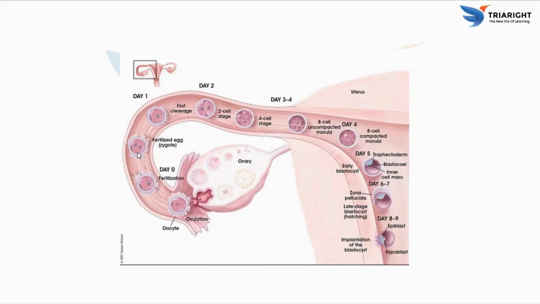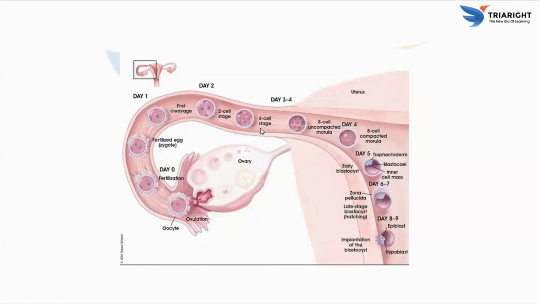And on day 1, first cleavage. So what happens during day 1? The zygote divides into 2 identical cells. These cells are called blastomeres. There is no increase in size. The embryo stays the same size, but it adds more cells. So day 2, the 2 to 4 cell stage. What happens? At the 2 cell stage, the embryo has 2 blastomeres.